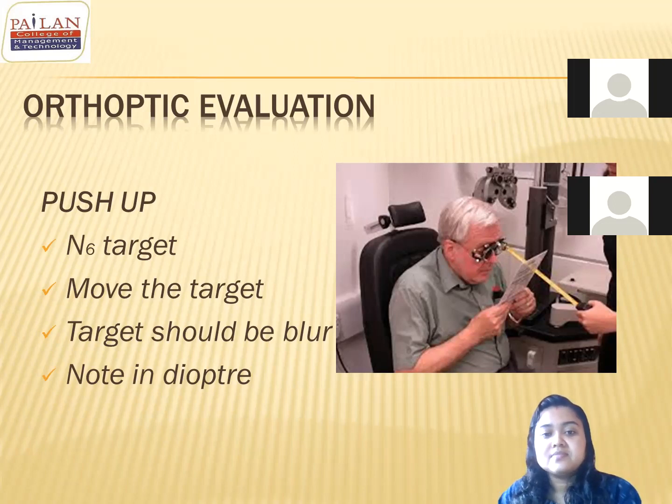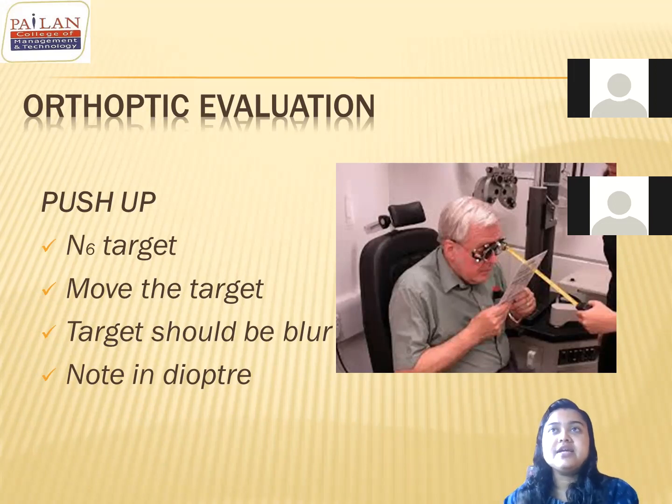There is a formula: the distance equals 1 by f, where 1 is 1 meter and f is the focal length. So 1 meter equals 100 centimeters, and 100 by 50 comes to 2 diopters, plus 2 diopters. Very good, very good.